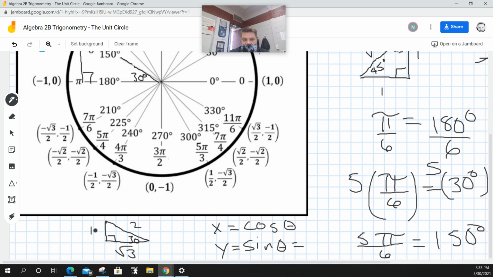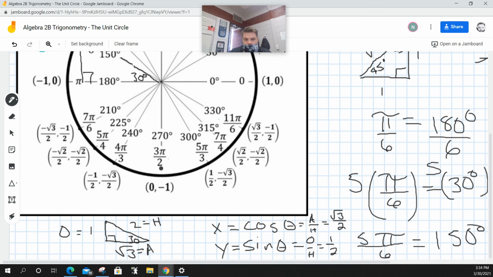So what does that mean? Well, it's going to be the opposite of 30 over the hypotenuse, right? So it's the opposite over the hypotenuse, so that would be 1 over... oh, wait, it's 2. The hypotenuse is 2. So this would be 1 over 2, and then cosine would be the adjacent over the hypotenuse. So remember, this is the opposite, this is the adjacent, and the side across from the 90-degree angle is the hypotenuse. So this would be root 3 over 2.